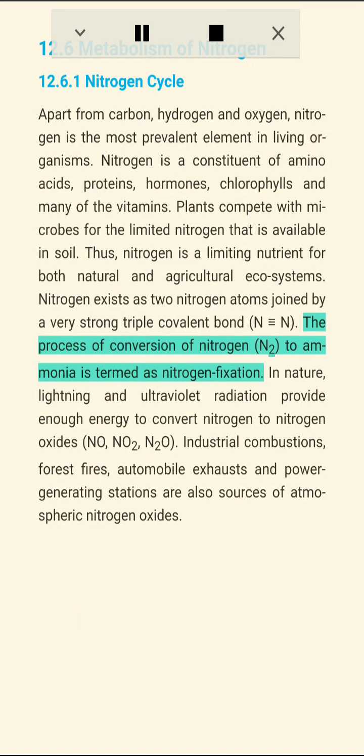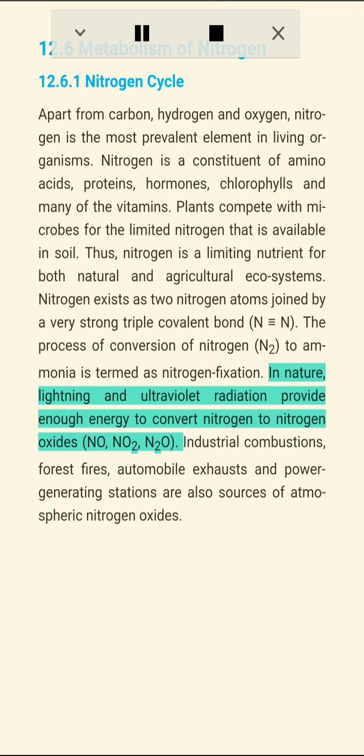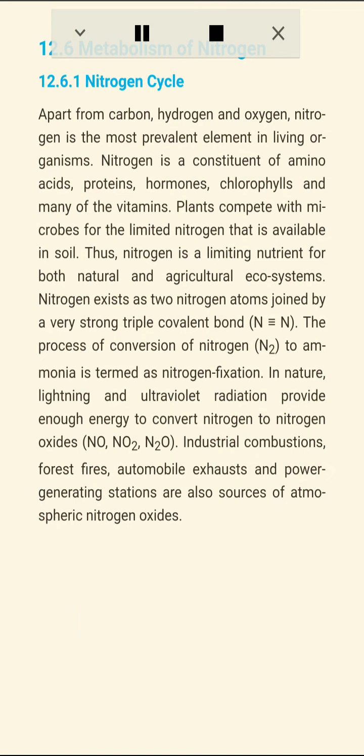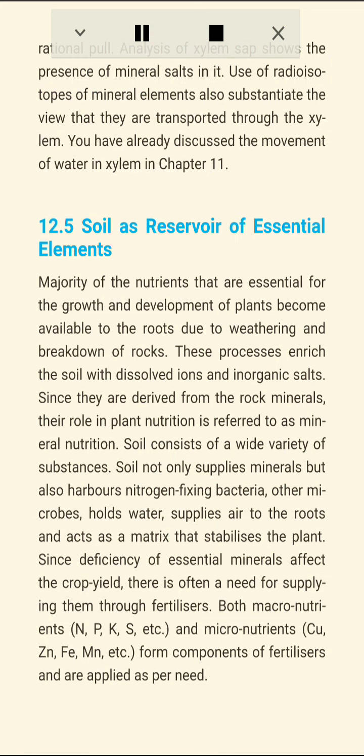The process of conversion of nitrogen, N2, to ammonia is termed nitrogen fixation. In nature, lightning and ultraviolet radiation provide enough energy to convert nitrogen to nitrogen oxides (NO, NO2, N2O). Industrial combustion, forest fires, automobile exhausts, and power generating stations are also sources of atmospheric nitrogen oxides. Figure 12.3: The nitrogen cycle showing the relationship between the three main nitrogen pools: atmospheric, soil, and biomass.